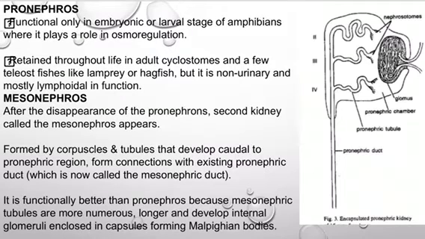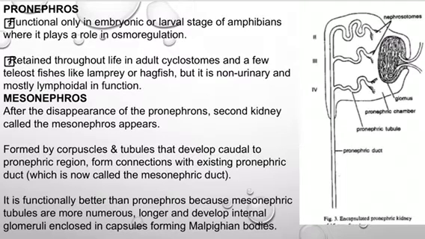Still talking about the pronephros, it's functional only in the embryonic or the larval stage of amphibians. In the humans, you find it in the embryonic stage. Then for amphibians, for example, you find it in the larval stage. That's where you find the pronephros. So it's actually a temporary kidney. Here, it's very important in the larval stage of amphibians.